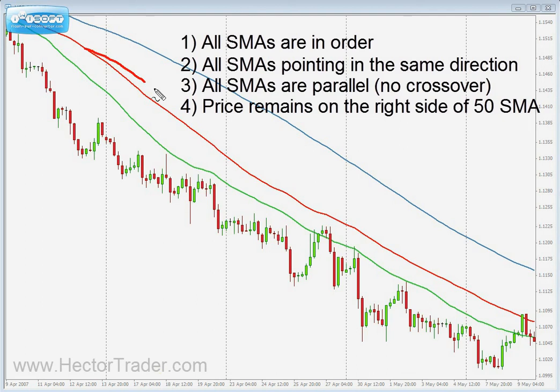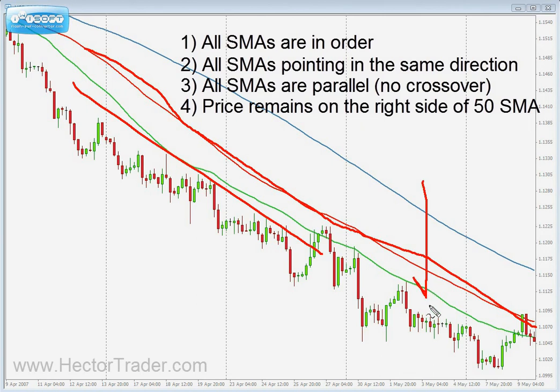Basically what we want is the 50 simple moving average holding price on the right side of the trend, meaning below the 50, in this case, since we are in a downtrend.